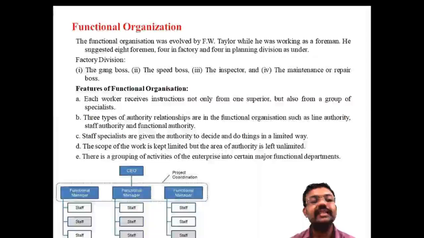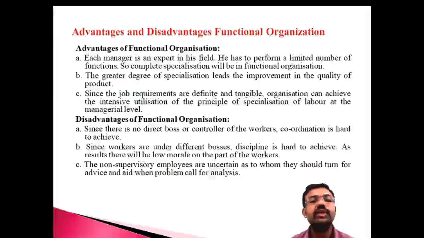Okay, the third category of organization is the functional organization. And what are the advantages and the limitations regarding the functional organization? The first advantage of functional organization is that each manager is an expert in his particular field. That means a functional person must be a specialized person. So the functional organization always ensures specialization.